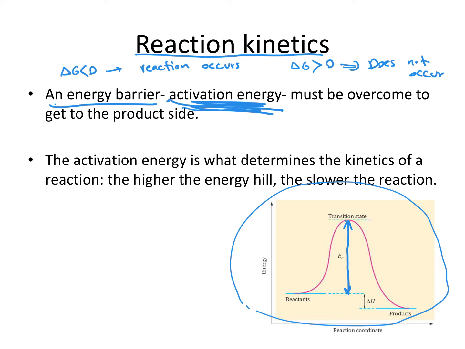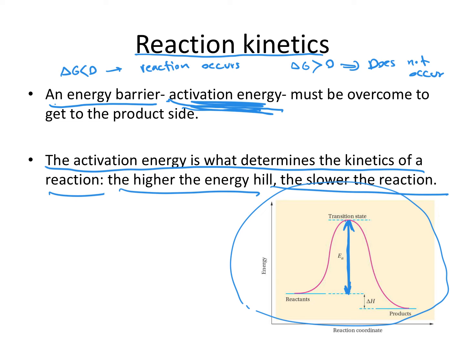Okay. And the activation energy is what determines the kinetics of the reaction. The higher the energy hill, this activation barrier, the slower the reaction. Does that make sense? Any questions? Okay.